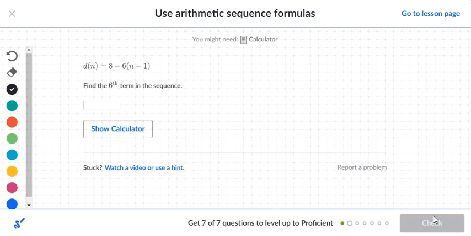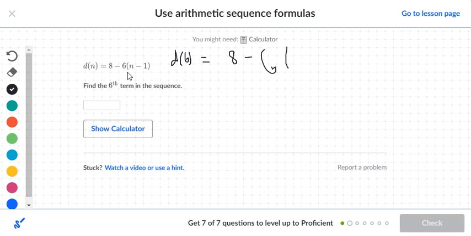Okay, next question. This one's written a little bit different than the previous problem. You only really have one thing to work with. You don't have two levels here, you just have one level. So in this case here, you want to find the sixth term. So what you do is you replace the letter n with the 6. So we're going to say d of 6, because we're trying to find what the sixth term is equal to. 8 subtract. This is going to be 6.